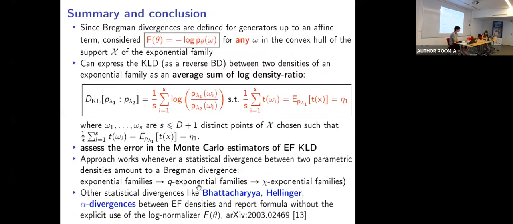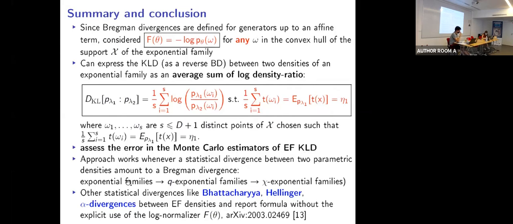Okay. So to summarize and conclude this work, we have shown that we can choose the generator to be minus log of p theta_i for some sigma point, where sigma belongs to the support of the exponential family. And if we choose S sigma points such that this quantity is satisfied, then we can express the KLD as some average log density ratio. And we have shown as one application that we can assess exactly the error in the Monte Carlo estimator whenever we use the KLD between two densities of an exponential family.